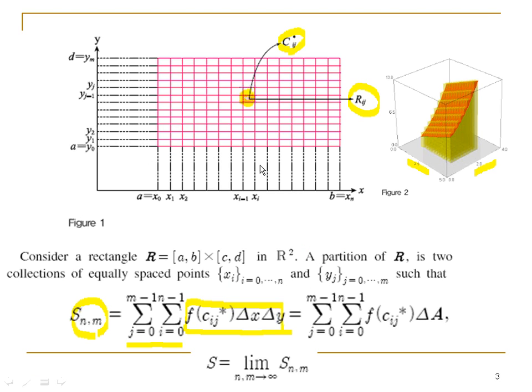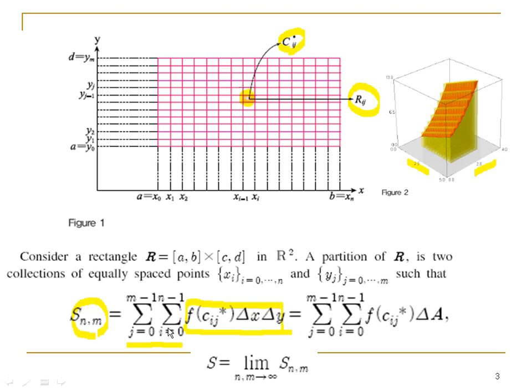To explain a bit more, we can divide the domain into pieces, with delta x and delta y as a uniform format. At a point in the middle, we consider the function value at that point. We may point out the center point in this domain as C_ij star. Then f of C_ij star times delta x times delta y gives us the volume of one small block in this graph.